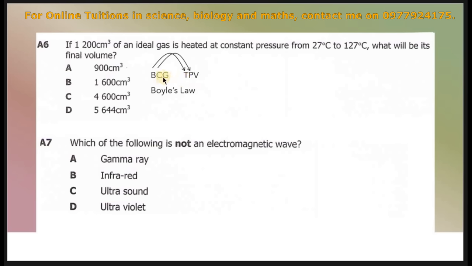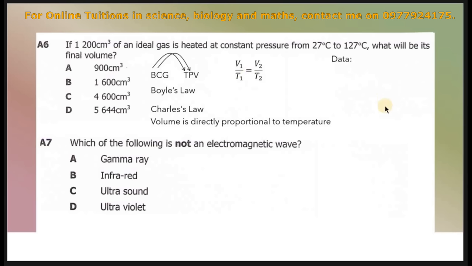So constant pressure, what are we dealing with? Charles law. We are dealing with Charles law. Now what does it say? At constant pressure, volume is directly proportional to temperature. That is it. Volume is directly proportional to temperature. So because of that, we have this formula here that we are going to use.